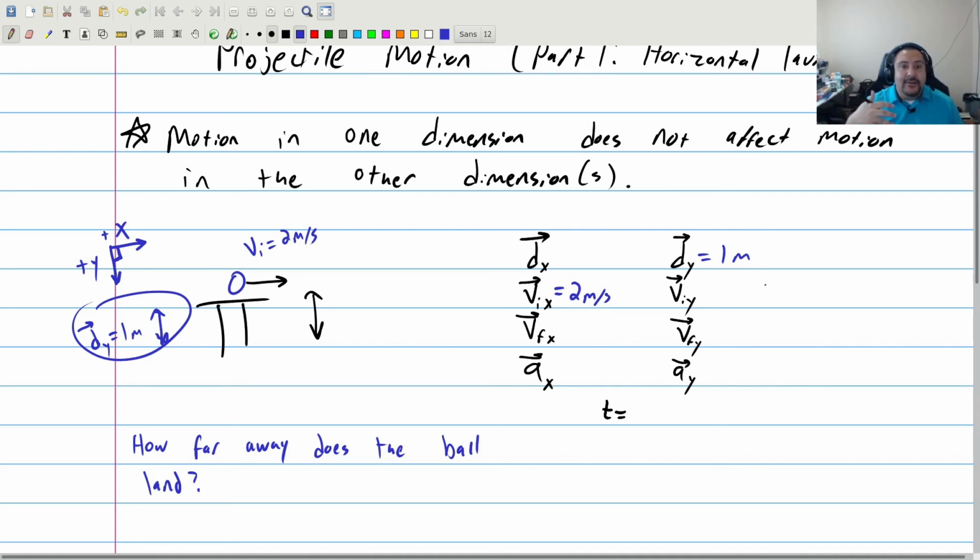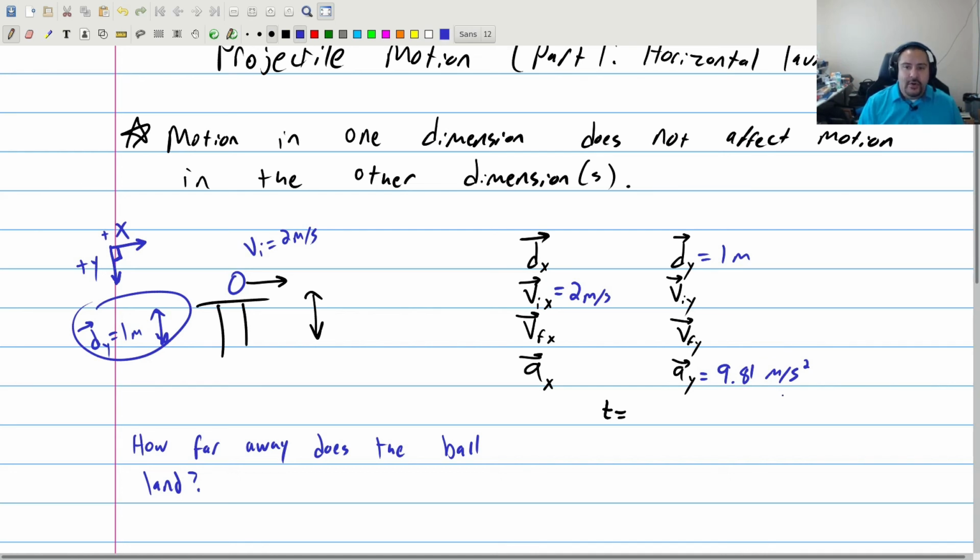We know the acceleration in the y direction is going to be gravity. Gravity's got to be pulling on it, so this has got to be 9.81 meters per second squared, and it's downward. So since we said down was positive, that number is going to be positive.